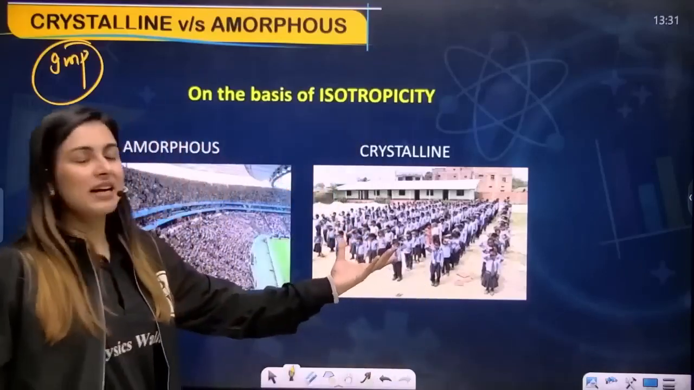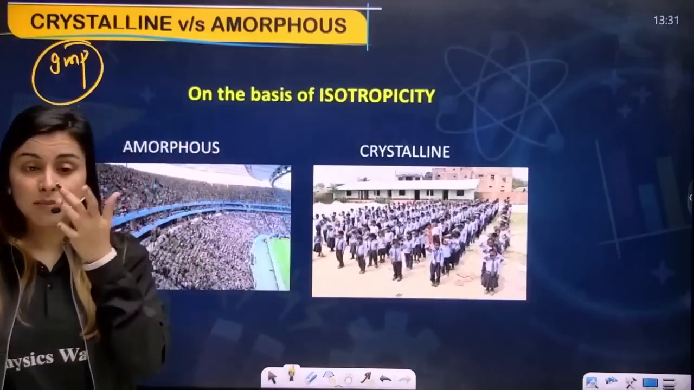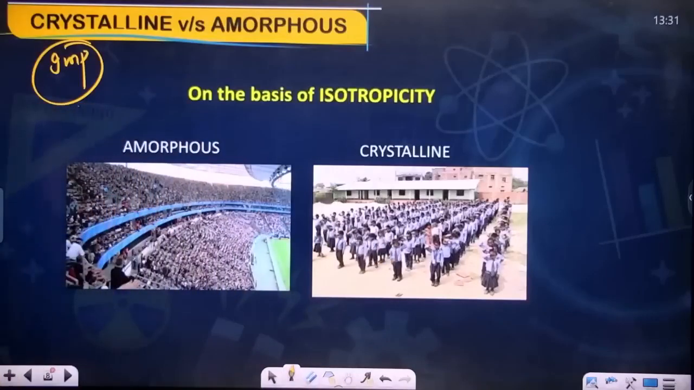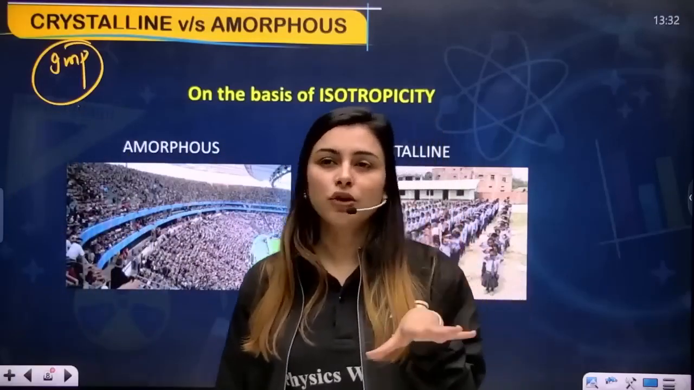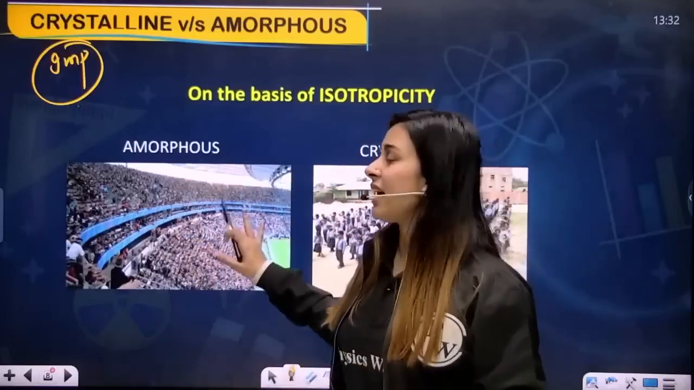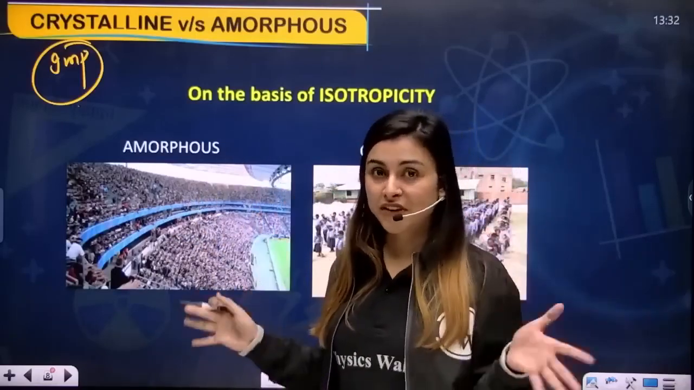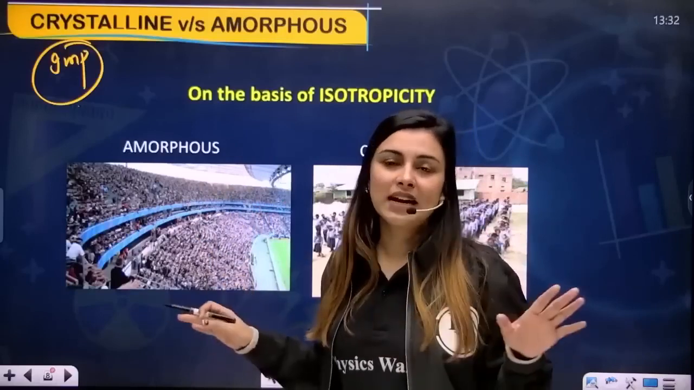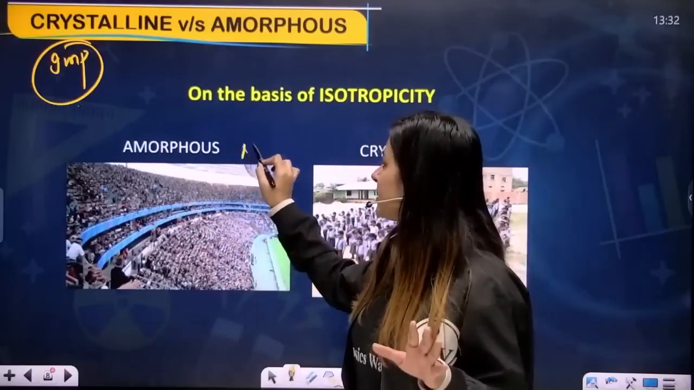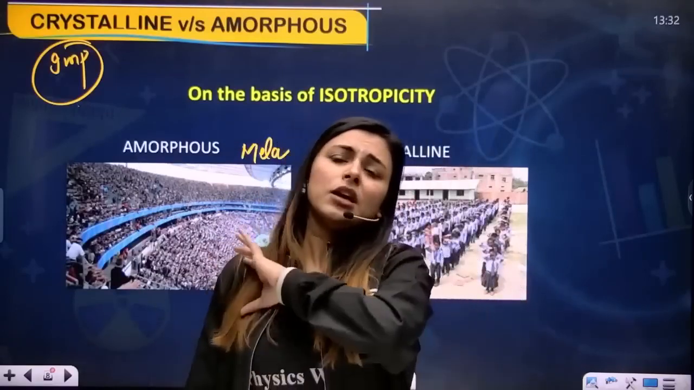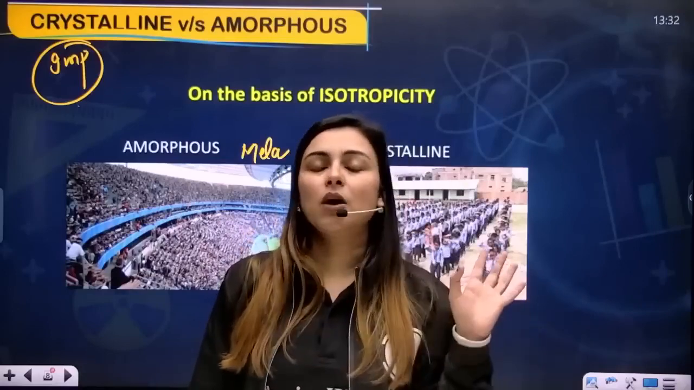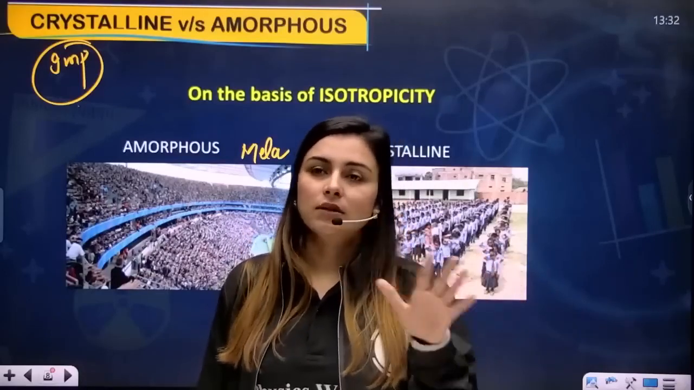Okay, imagine you are standing in an assembly. Whenever you stood in an assembly, I hope all of you remember that you always had to stand in a straight line, right? Yes, you always had to stand in a straight line. So that was a kind of ordered arrangement. Now consider a very large crowd that is not sitting or standing in an arrangement. Let's say this is a mela, a fair, where there is a random crowd going around randomly. They don't have any order, they are not in specific lines.